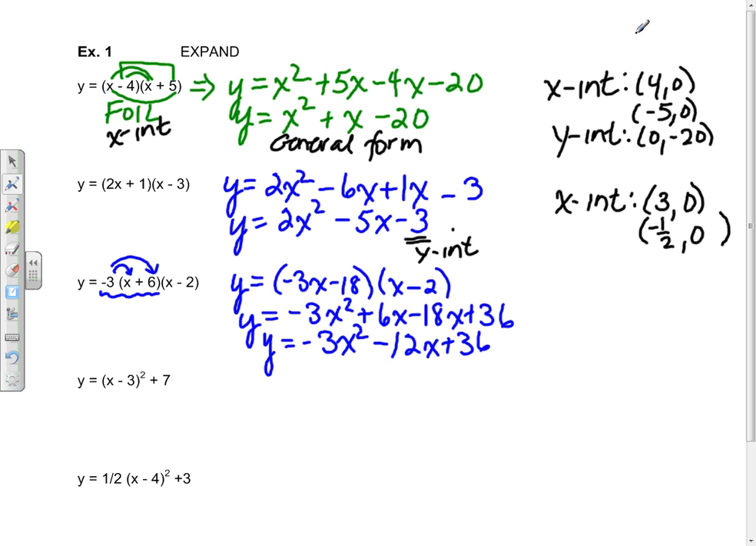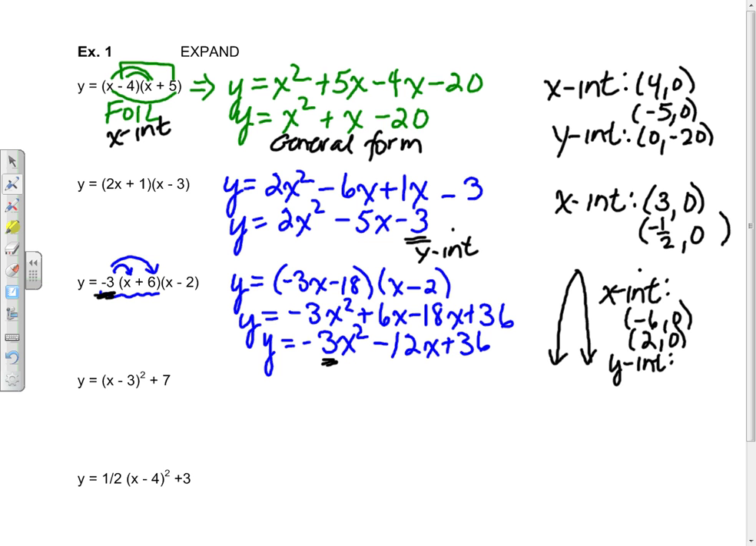I can tell from the minus 3 at the front of both of these equations that my parabola will open downwards and be skinny because it's got a vertical stretch factor 3. I can tell from the first form in factored form that my 2 x-intercepts are minus 6 and 2. My y-intercept from the other form would be 36.